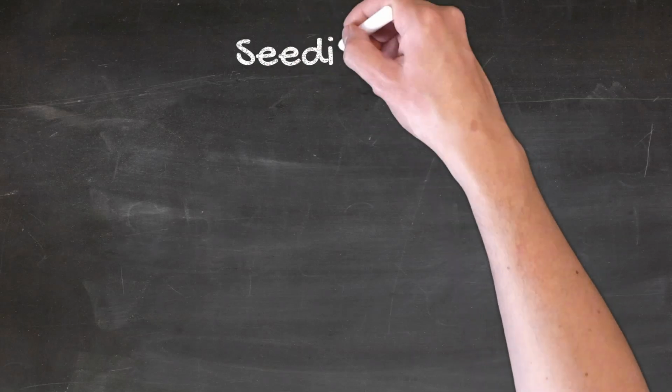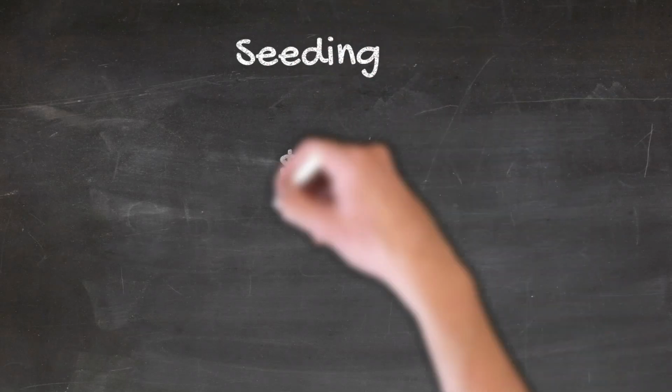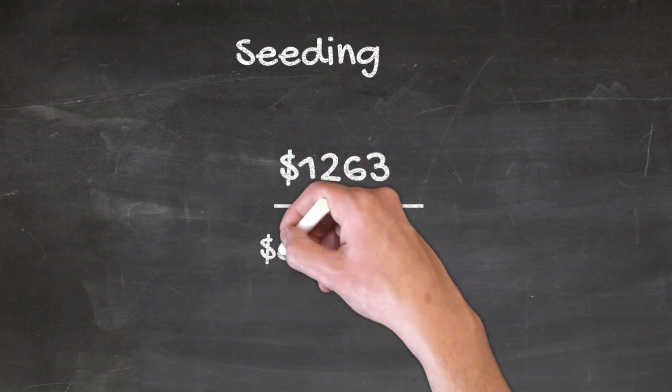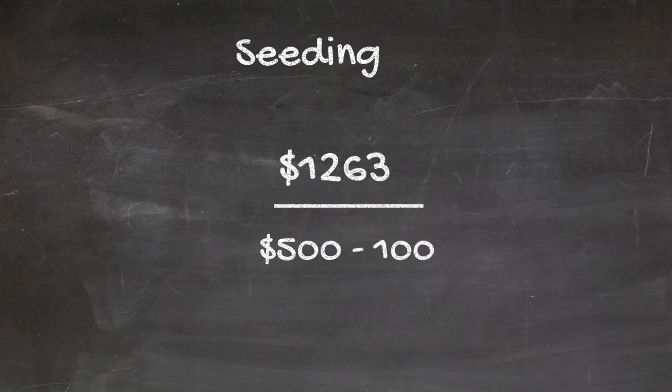Now he charges $500 to aerate a lawn at the beginning of the season, and that includes everything, including the cost of the seed. But assuming that the seed cost is about $100, then his break-even cost to aerate a lawn is $1,263 divided by what he charges, the price of $500, minus the cost of the seed, $100. So that's $400.